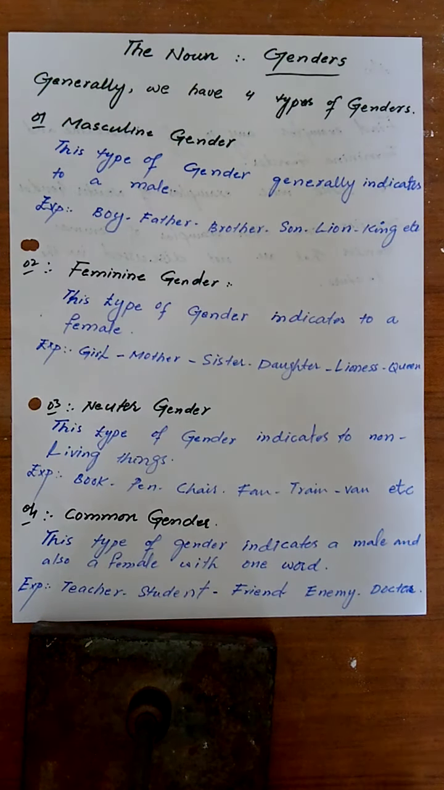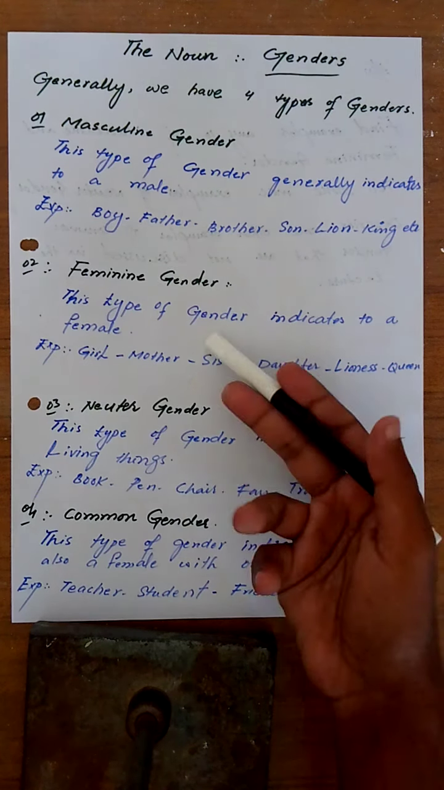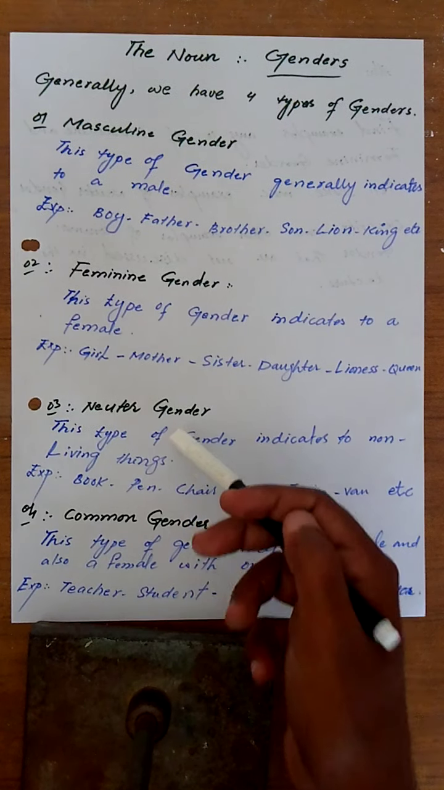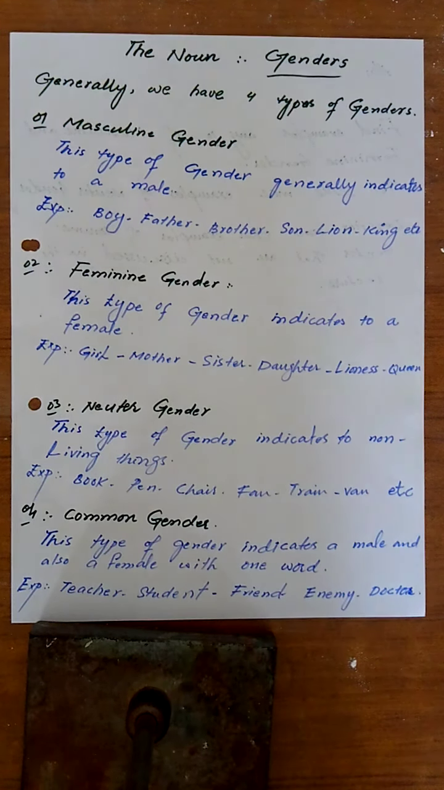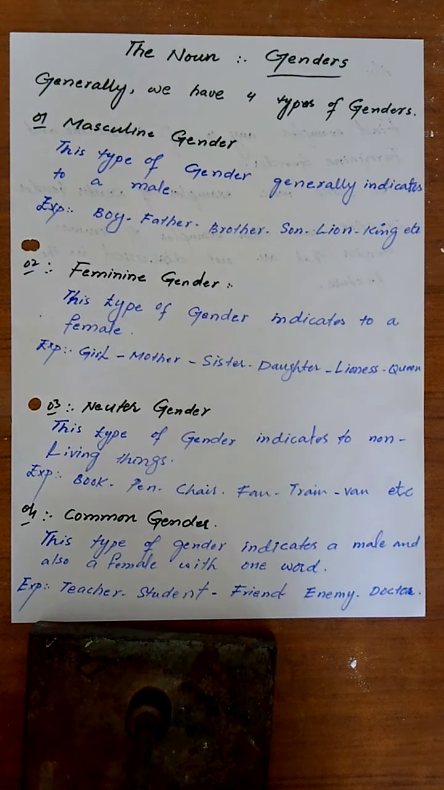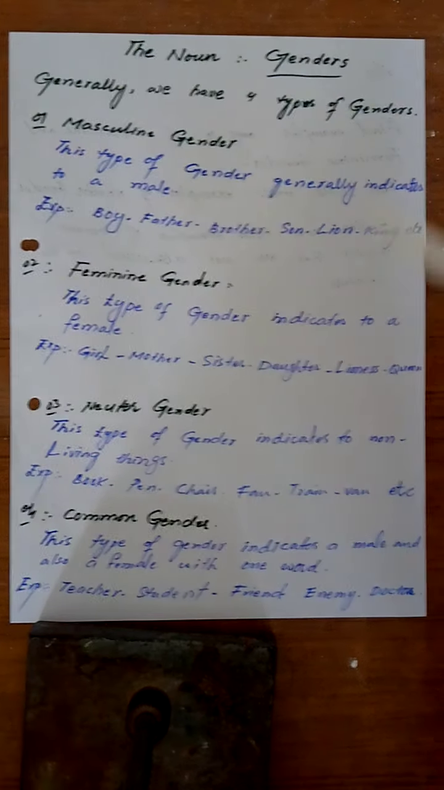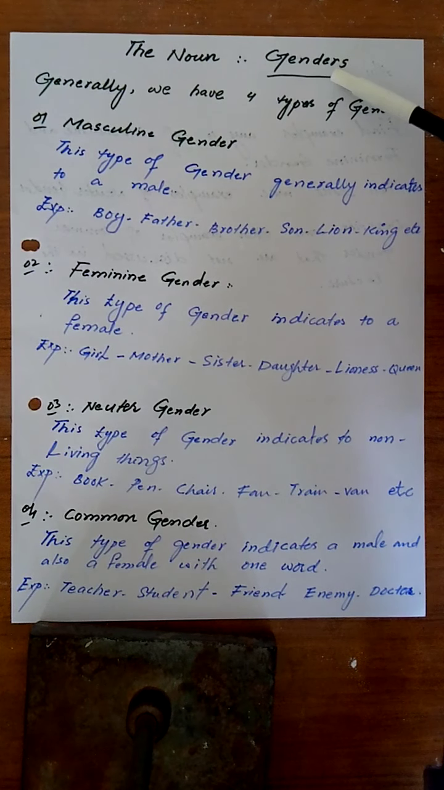As all of you have heard the name gender, gender means defining a person or a thing or an animal, whether it is in masculine gender, whether it is feminine, whether something is neutral, or whether something is in common gender. So let's get started with lecture number 6 of English grammar. Dear students, the noun genders.